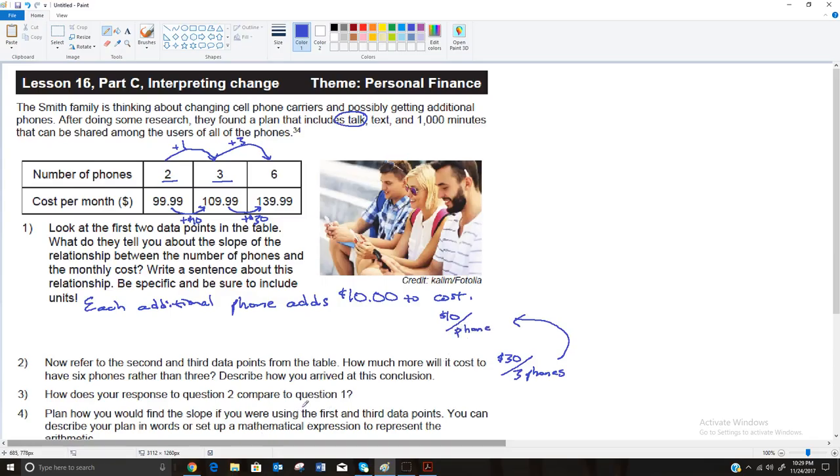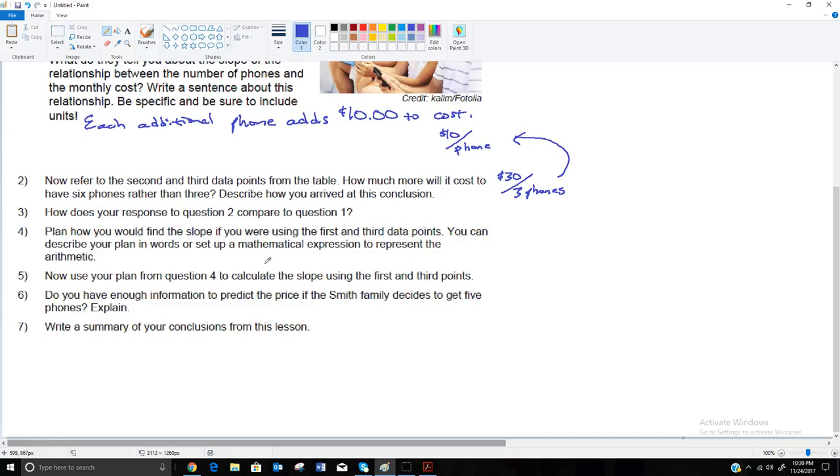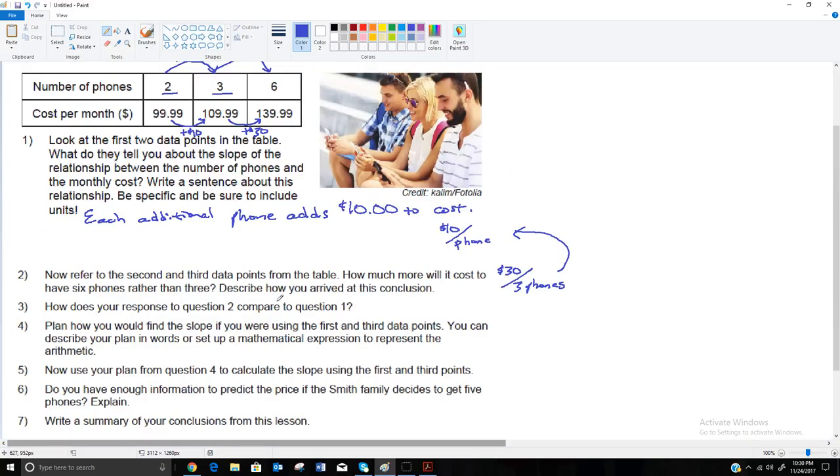So how does your response to question 2 compare to 1? Just like we said, it's adding 3 phones, but it's the same rate. It's still $10 per phone. So now how are we going to find the slope? It says if you were using the first and third data points, describe how to figure that out. So say they didn't give us this middle one. Say you only had this one and this one.